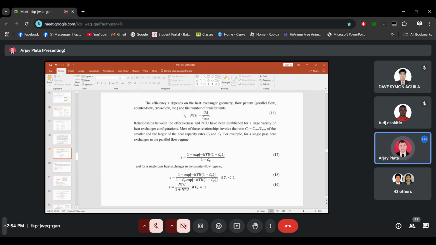Okay, so the number of transfer units, or NTU, is a dimensionless parameter that is widely used for heat exchanger analysis, and it is defined as UA over C min. U is the overall heat transfer coefficient, A is the area, pi D L, and C min is the minimum heat capacity.